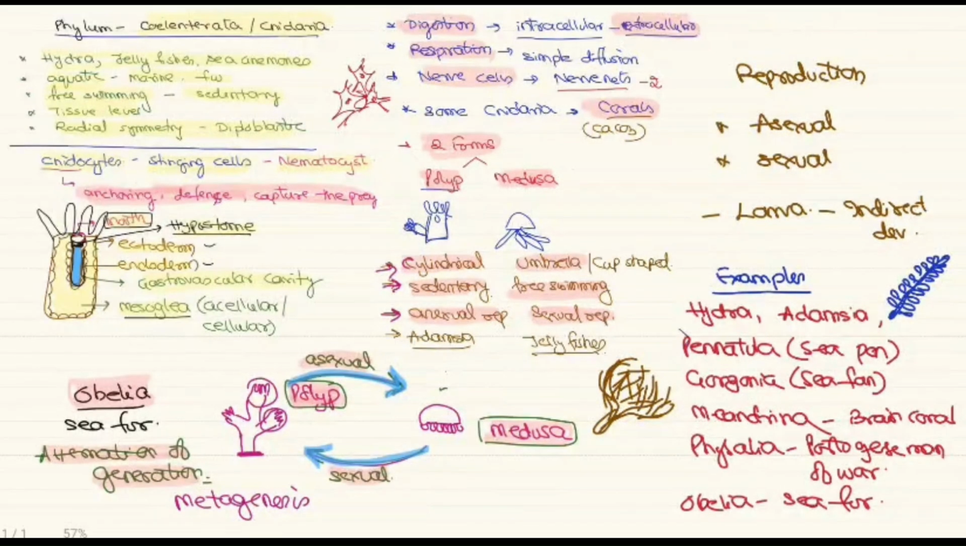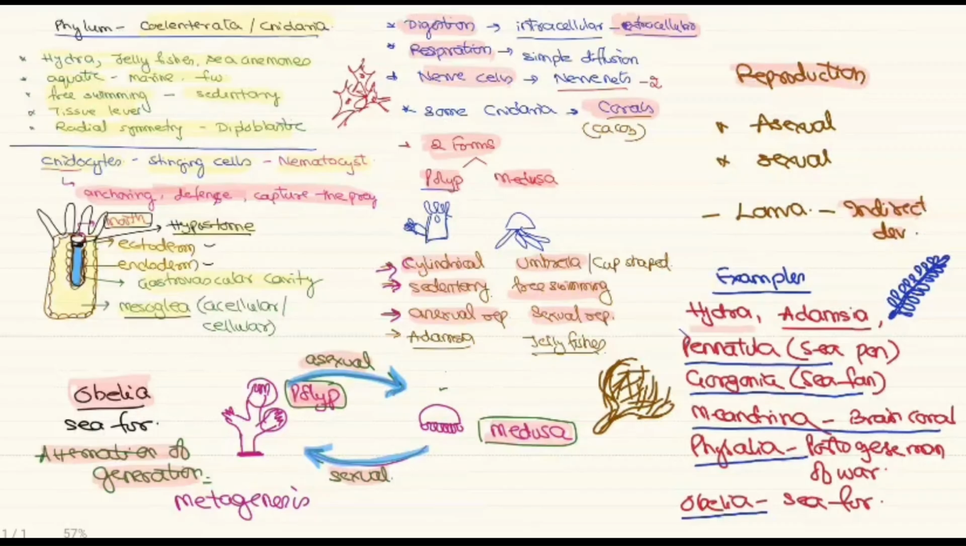The other features, reproduction, as we have seen, both asexual and sexual, asexual by budding. In sexual, a larva is present, so we can call the development as indirect. The most common examples, hydra, Adamsia, Pennatula or sea pen, Gorgonia or sea fan, Meandrina, the brain coral, Physalia, Portuguese man of war, and Obelia is the zephyr. So this is about the cnidaria or coelenterata.